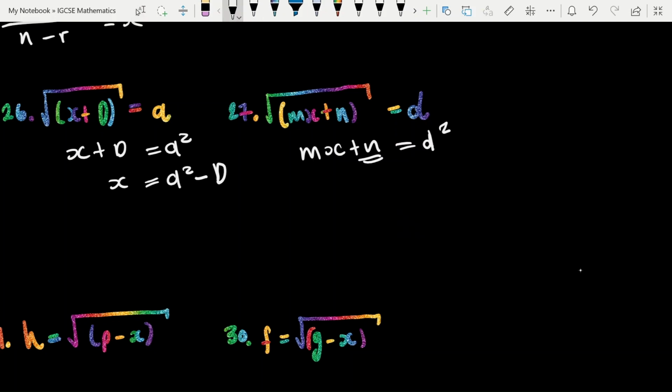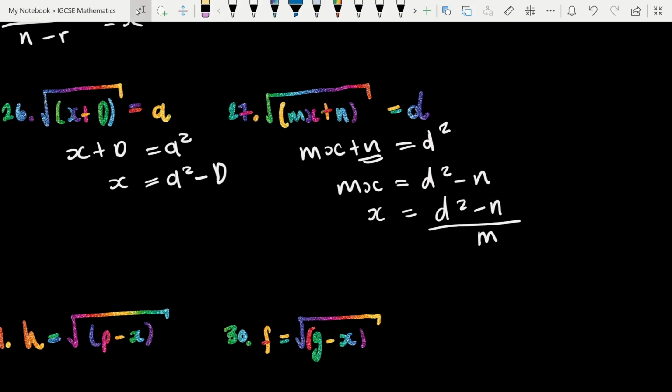Remember that. N goes to the other side. I will have mx being equal to d squared minus n now, because he was adding on the left, comes to the right, he will now subtract. I hope you're awake. Then now I take m to the other side. M is multiplying, goes to the other side. It will divide everything. D squared minus n, that whole thing is going to be divided by m.